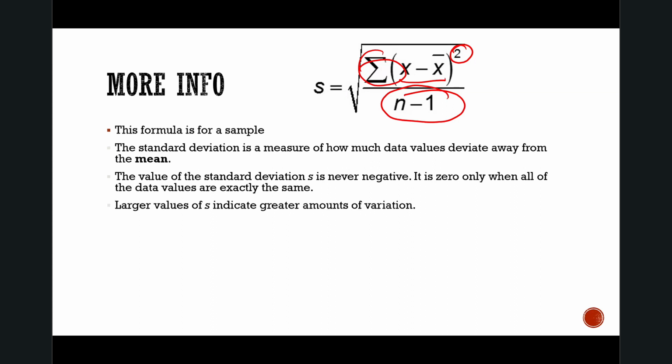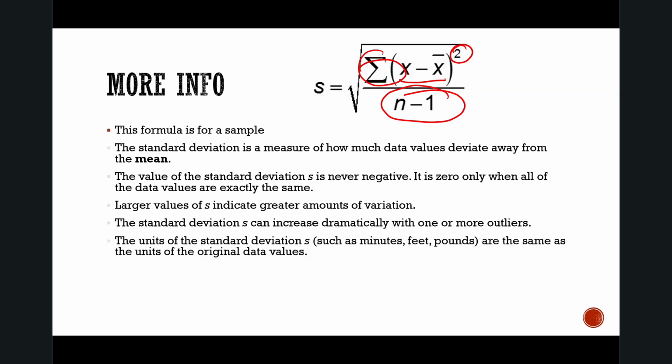So larger values of s indicate greater amounts of variation. s can increase dramatically with outliers, but that's kind of okay because outliers do mean that your data does vary. We wouldn't want it to be completely outlier resistant. That would be bad because outliers mean variation, and variation should be measured by standard deviation. Standard deviation is always measured in the same units as your data values.